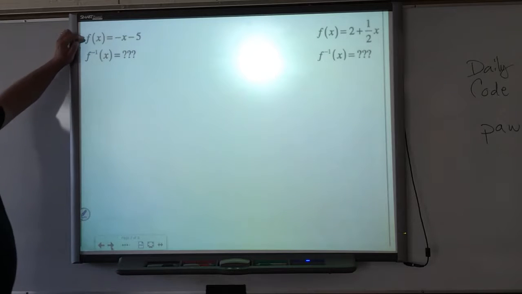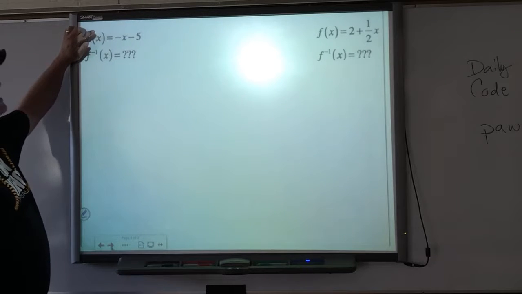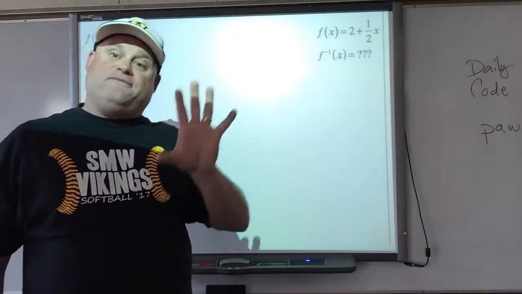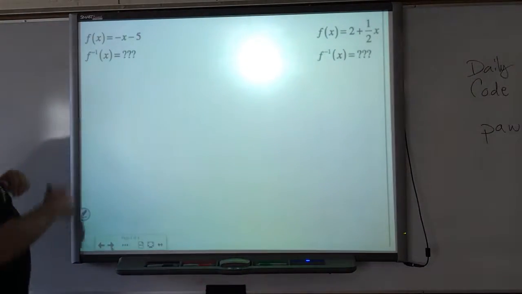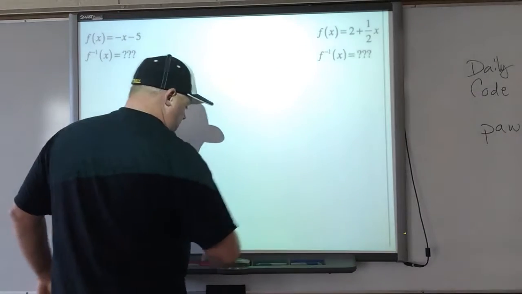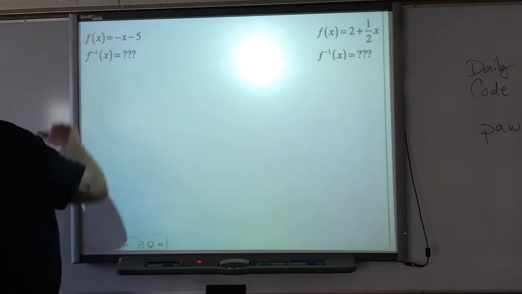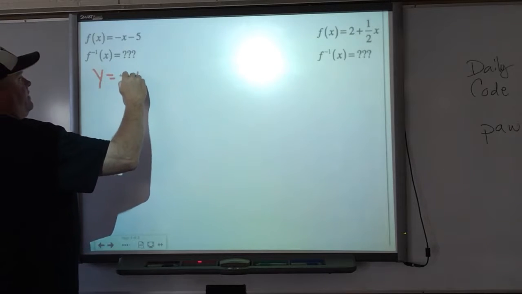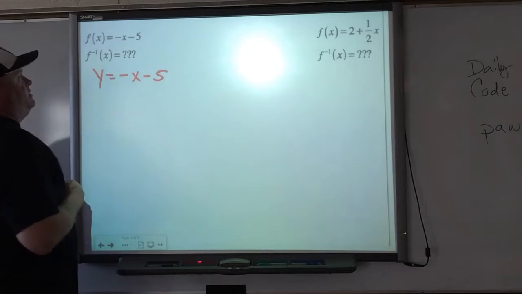The next one, f of x equals a negative x minus 5. And I want to find the inverse of that. I want to find f to the negative 1, so the inverse of it. So step 1 again is replace f of x with y. So this becomes y equals a negative x minus 5.